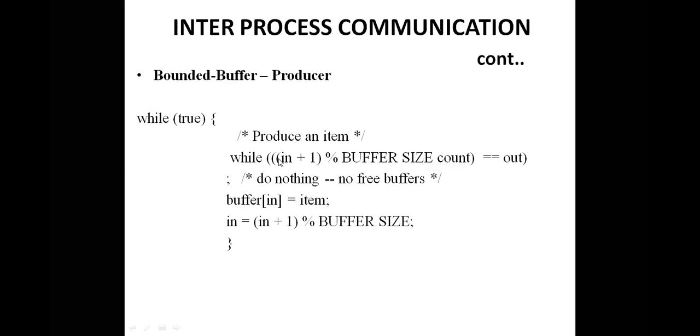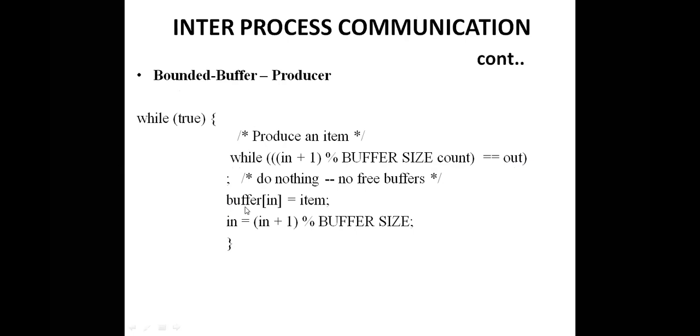So initially the in value is 0. So 0 plus 1 means 1, modulo division buffer size. What is the buffer size? 10. 1 modulo division 10 means the remainder, which is 1. Equal to the out value? What is the out value? 0. Is 1 equal to 0? No. Condition false. So whenever the condition is false, we automatically move out of the loop.